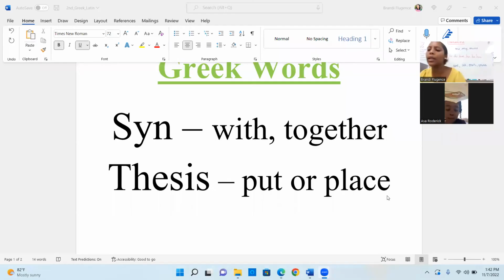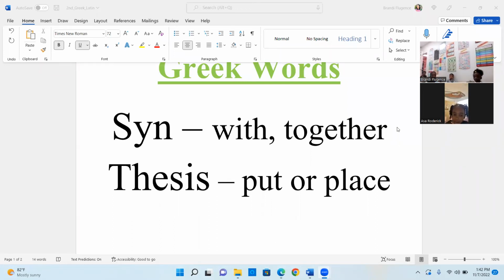All right, so you have 2 Greek, 1 Latin this week. So your Greek words are syn. S-Y-N, syn, and it means with or together. So syn is with or together. When you say someone is in sync, meaning they're moving together, everything is the same.